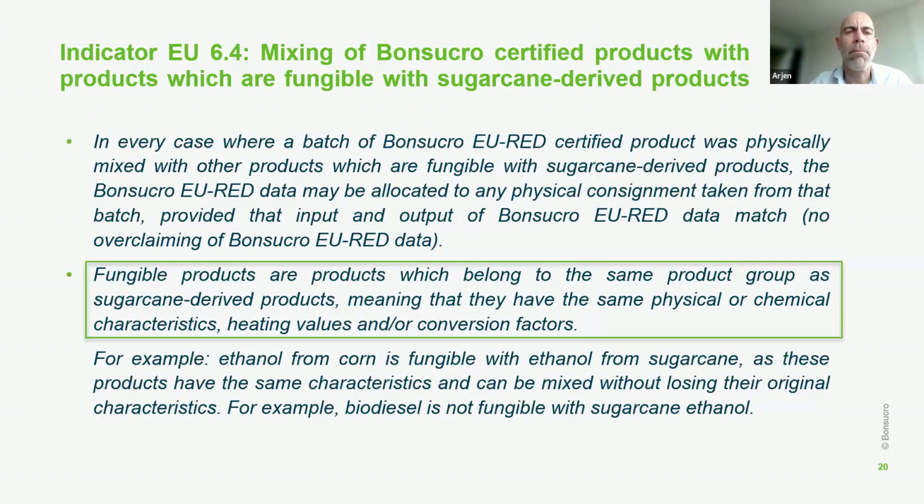Indicator 6.4 is about the mixing of Bonsucro certified products with products which are fungible with sugarcane derived products. The change to this indicator is what has been highlighted here in the green box, and that is that a definition has been provided now. What are fungible products? As you can read here, fungible products are products which belong to the same product group as sugarcane derived products, meaning that they have the same physical or chemical characteristics, heating values, and conversion factors. As an example, ethanol from corn is fungible with ethanol from sugarcane, as these products have the same characteristics and can be mixed without losing their original characteristics.